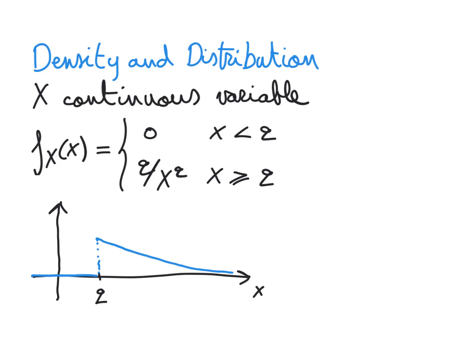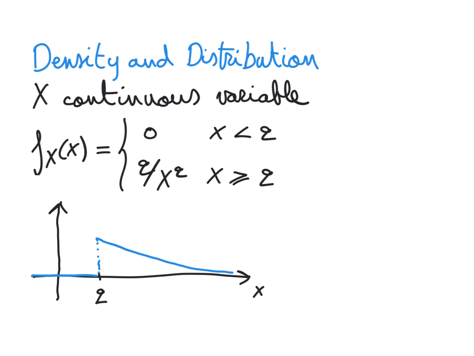When working with continuous variables, we can use the probability density function or the cumulative distribution function to compute probabilities. Let's look at a few examples to see how that works. This is the first example.